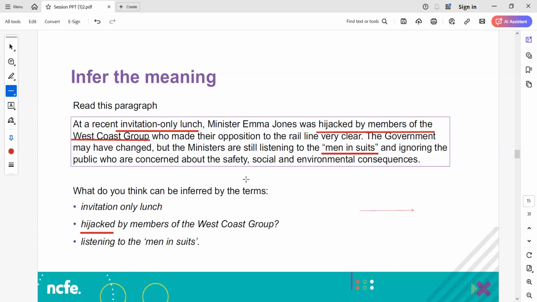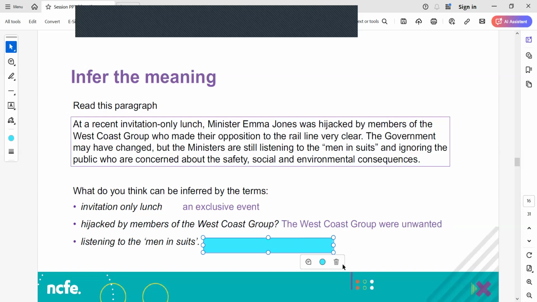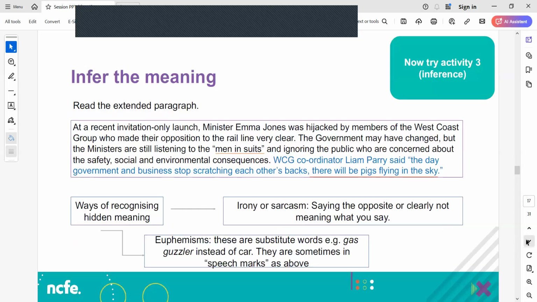Okay, does that make sense? Yeah, okay. So we can just look here, just get rid of those boxes. So it's an exclusive event, as we said. So they were unwanted, so they weren't invited. And yeah, the business people. Okay, so the same paragraph, but it's extended.